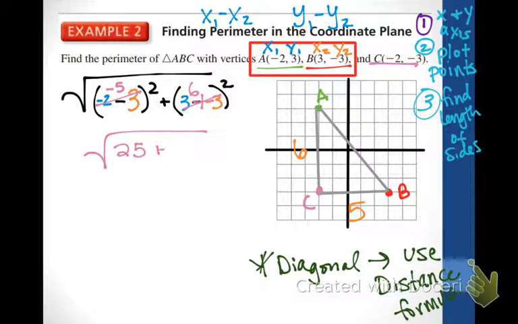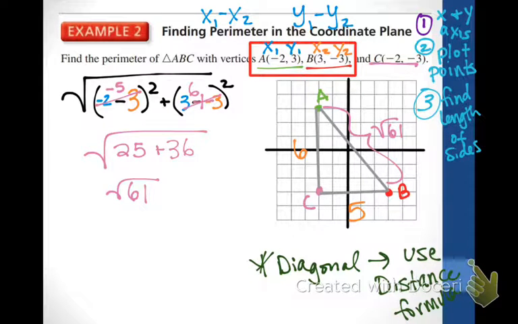25. And 6 squared is? 36. Yeah, because you didn't say nothing. I just agreed, so sorry. I wrote it. What's 25 plus 36? 61. Can that be reduced in any way? No. So that means the length of this side is the square root of 61.